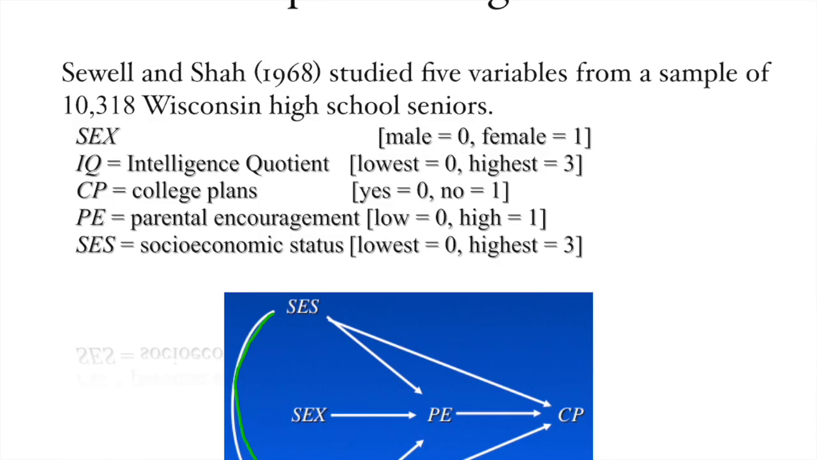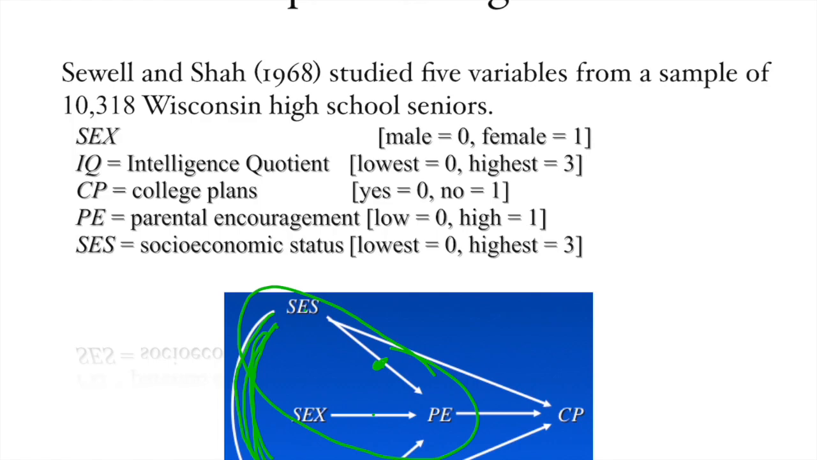We know SES cannot be an effect of what? Of IQ. Okay, in fact, in this example, apart from this edge, you can determine the orientation for all the remaining edges. Can you see why? First of all, can you see why we can determine the direction of this edge between SES and the PE? Why? Because here we have a V structure. See, SES, PE, sex. This is the V structure. That's why we can determine the directions of those edges, right?